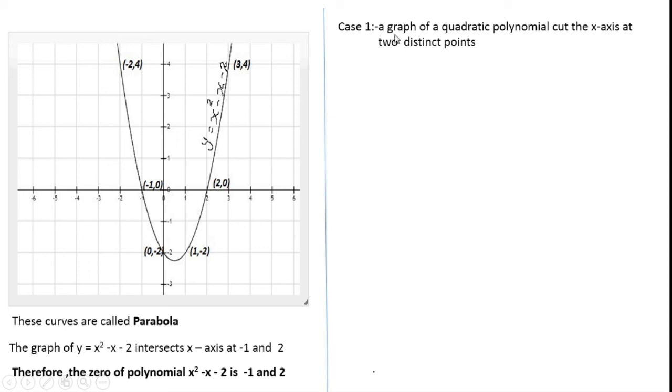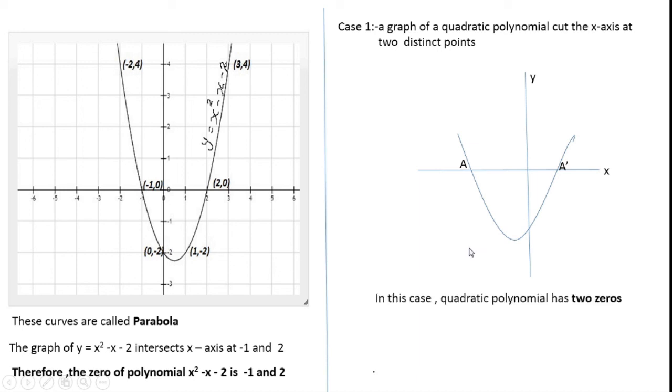Case 1: the graph of a quadratic polynomial cuts the x-axis at 2 distinct points, as we discussed here. See the graph. This is the parabola. This graph cuts the x-axis at 2 points, A and A dash. In this case, the quadratic polynomial has 2 zeros. Here we got the 2 zeros, minus 1 and 2, and in the graph, A and A dash. These are the 2 zeros of this quadratic polynomial.